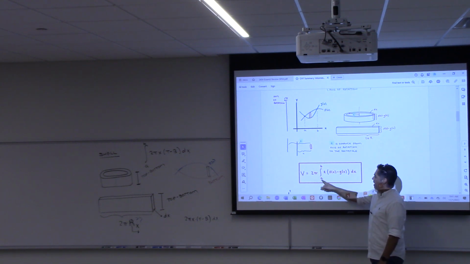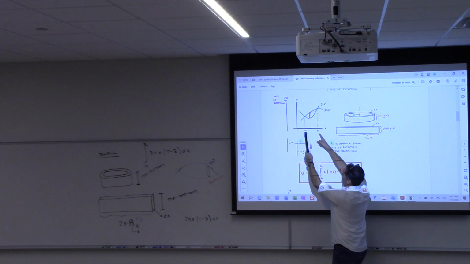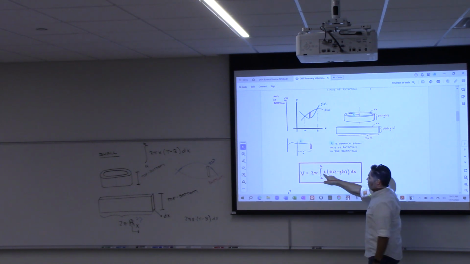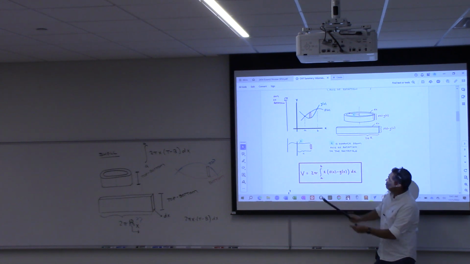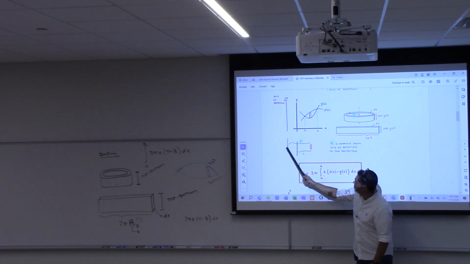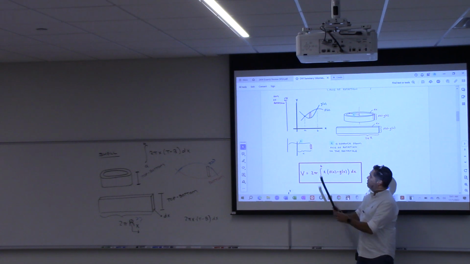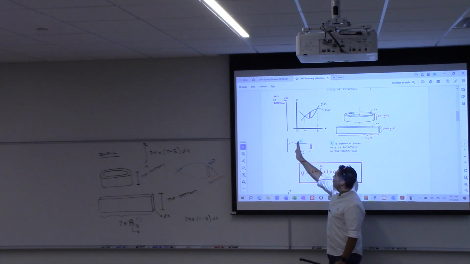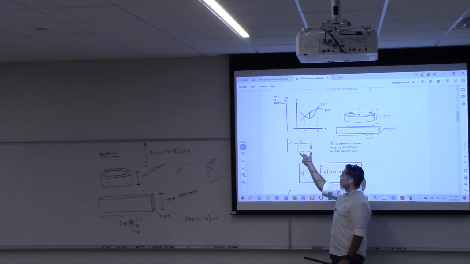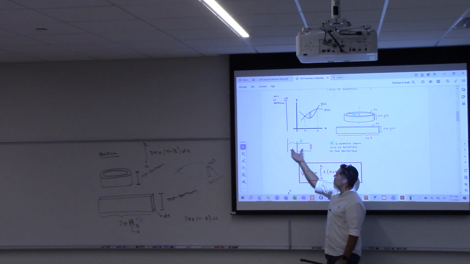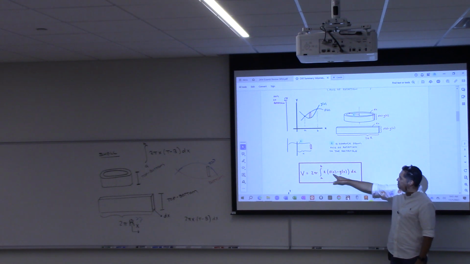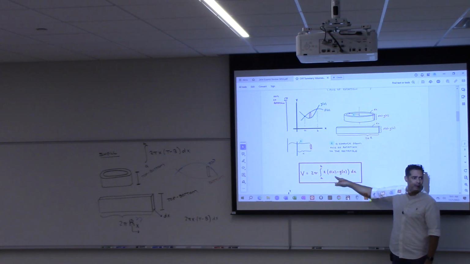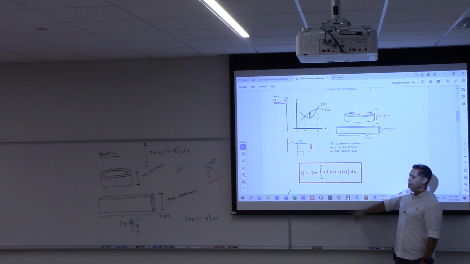2 pi, got it. A to b, that's your limits, start and stop. R is the most complicated part of the whole problem: figuring out the distance from the axis of rotation to your rectangle. This right here is the y-axis. From the y-axis to the rectangle will always be x. So we'll need to know what this distance is to figure out r. When we do an example, you'll see it. Then this is top minus bottom, and then dx. And that's it.